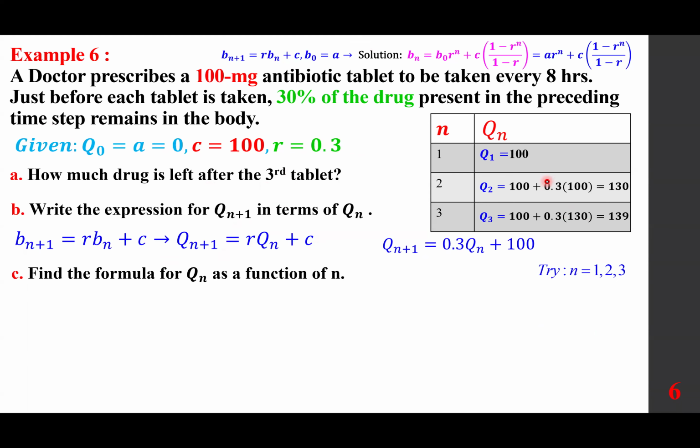What about Q sub n? Find the formula for Q sub n. Look at this formula, B sub n. We change the B to Q, that's all. Change the B to Q, everybody. Go back to the given. Replace what you need with the given. Q sub 0 is 0. Lowercase c is 100, and R is 0.3.